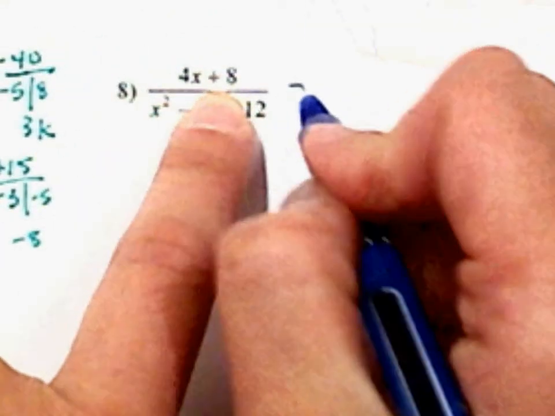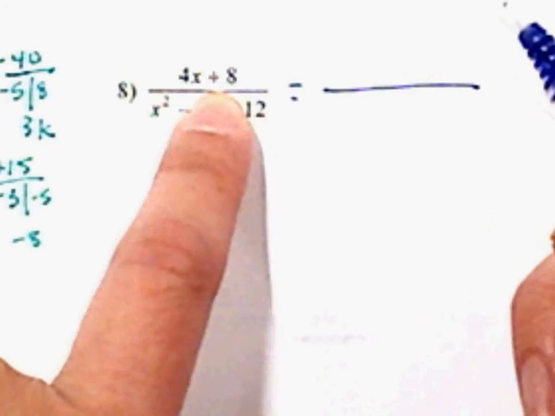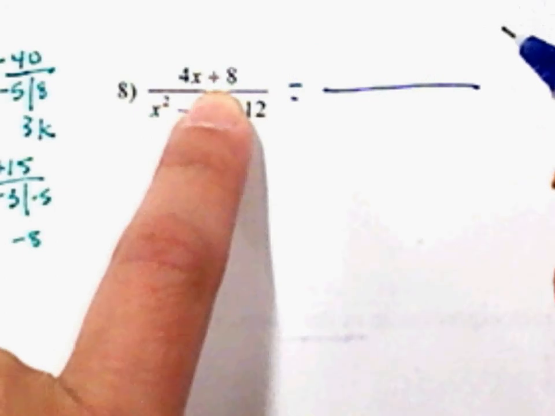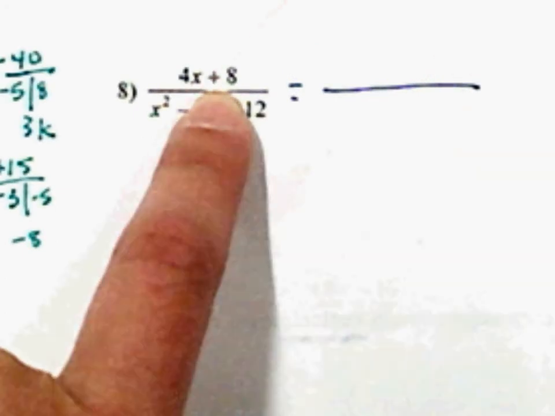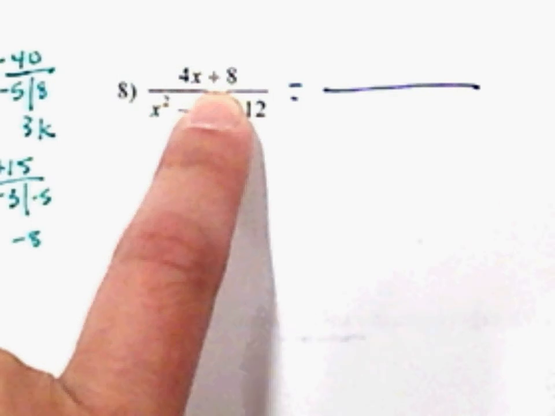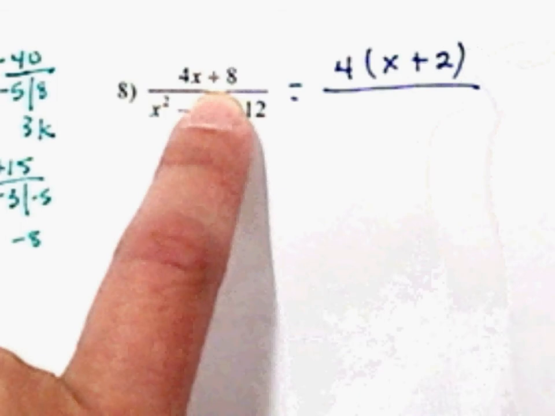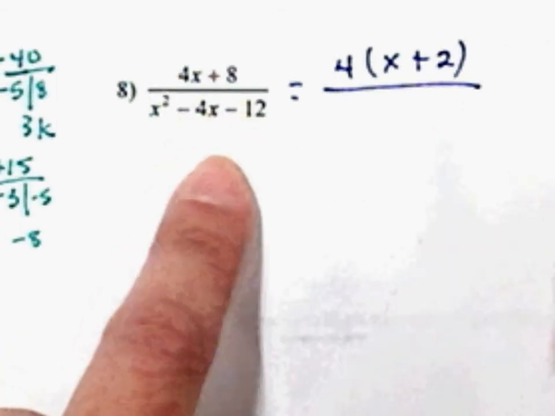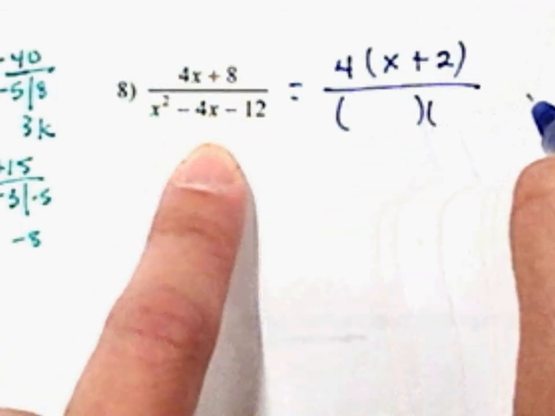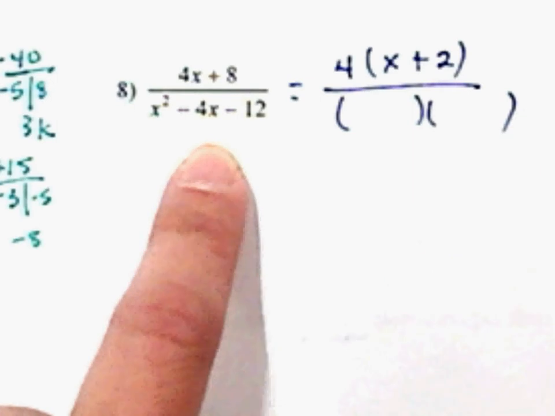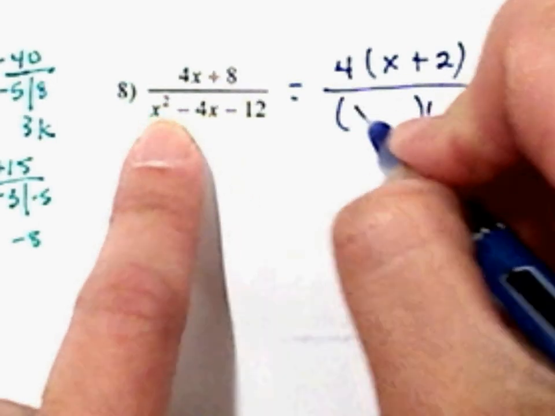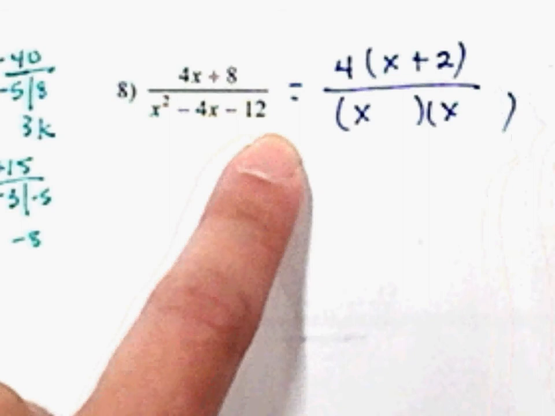Anything to factor out in your numerator? Yes, 2. Go a little higher. 4. All right. You factor out a 4, you have x plus 2. Okay? Look at your denominator. Let's see if we can factor those also. Factors of x squared, x and x. Two numbers that multiply to give you negative 12, and it's going to subtract to give you negative 4.